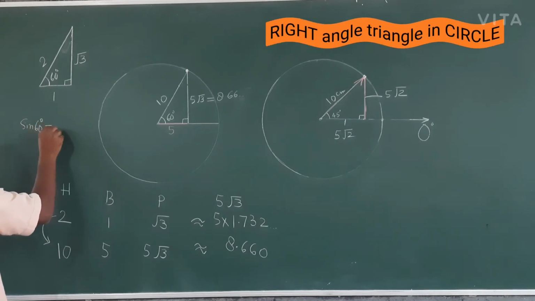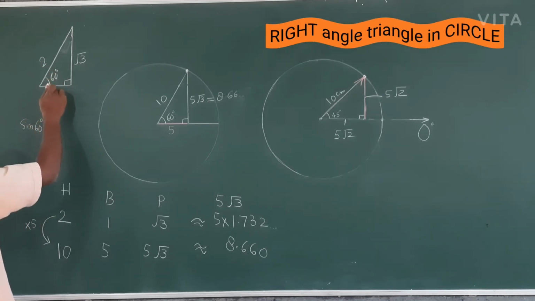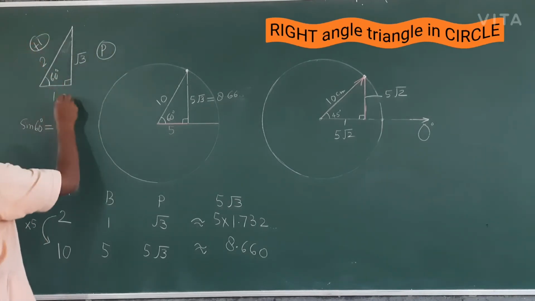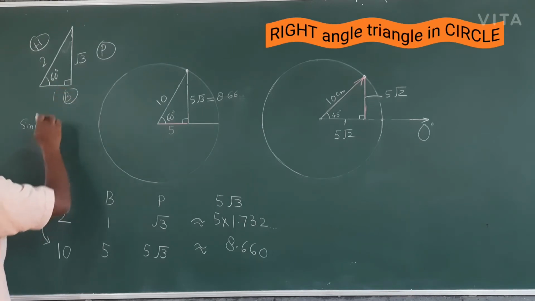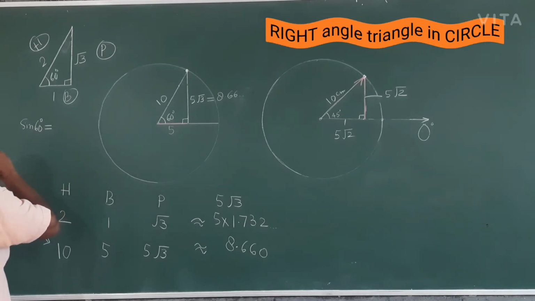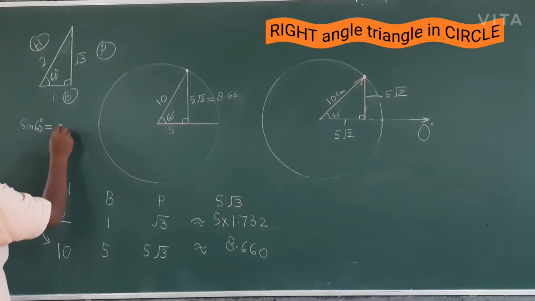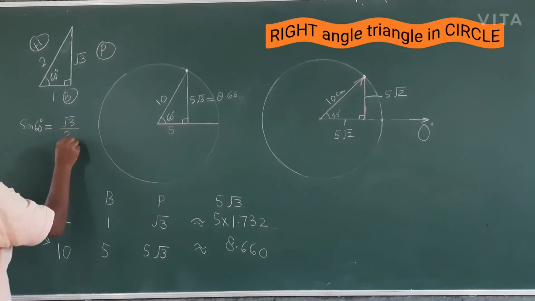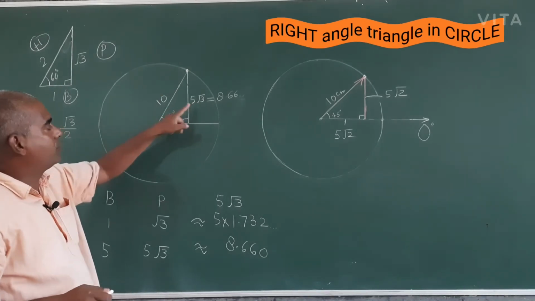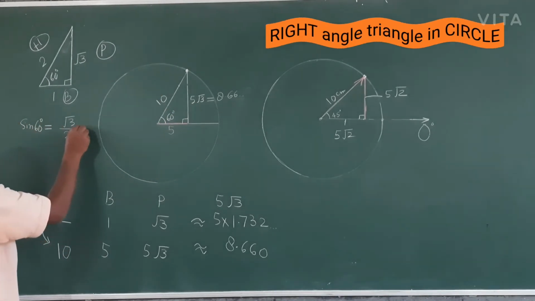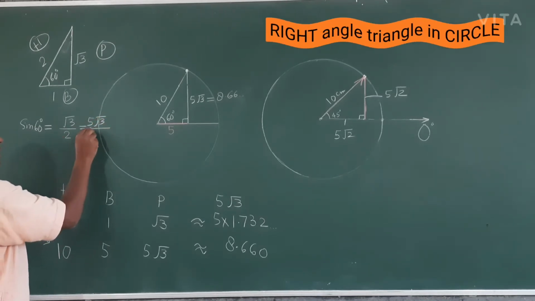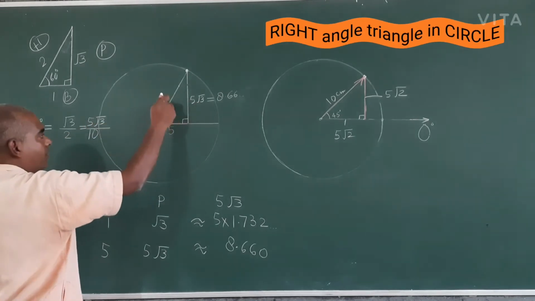Sin 60 is equal to what? Sin 60, sir. This is for 60. This is the perpendicular, this is the hypotenuse and this is the base. So sin 60 is equal to perpendicular by hypotenuse. Sin 60 is root 3 by 2. So here what has happened? Sin 60 is perpendicular by hypotenuse, 5 root 3 upon 5 into 2, that is 10. This is 5 root 3 upon 10.